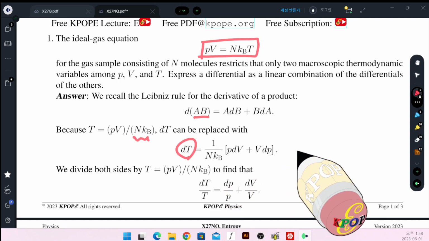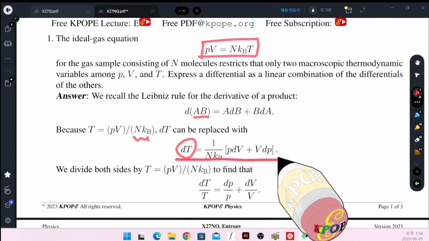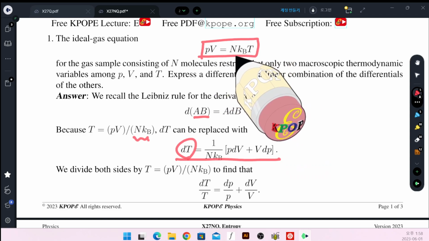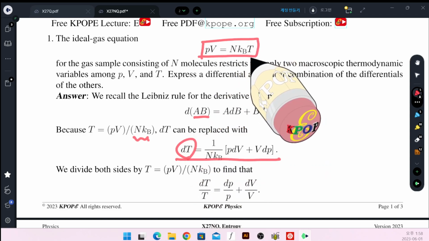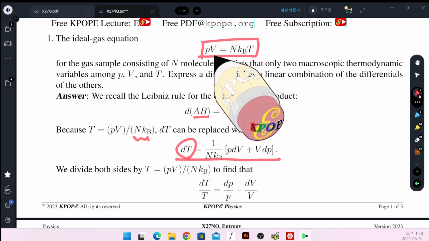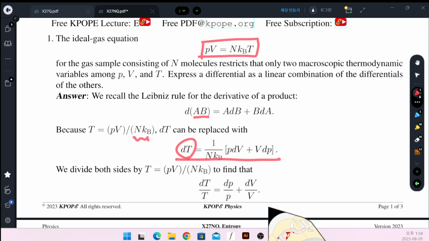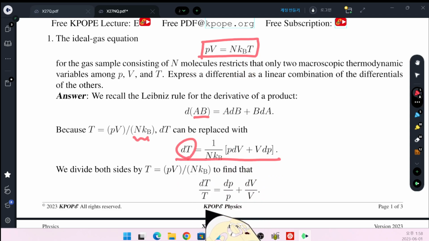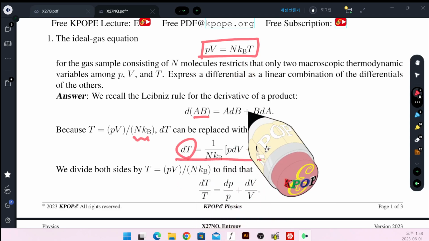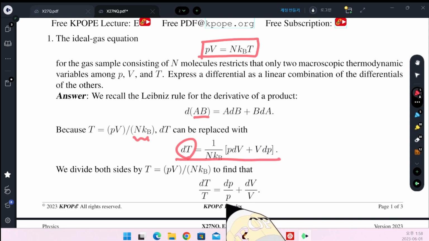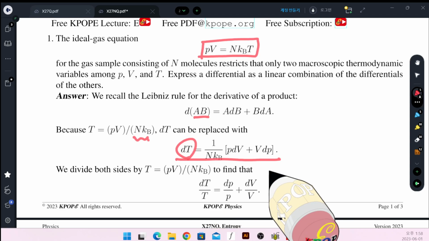All right, so we'd like to divide this equation by this expression. Because they are the same, we divide the left-hand side by NkBT and the right-hand side by PV. In that case, this constant factor cancels, and the left-hand side becomes dT over T, and the right-hand side is dV over V plus dP over P. So they are all differentials of logarithms.